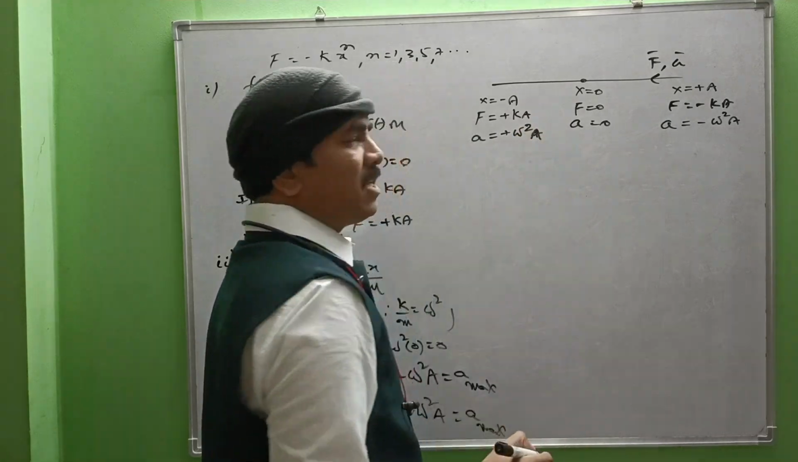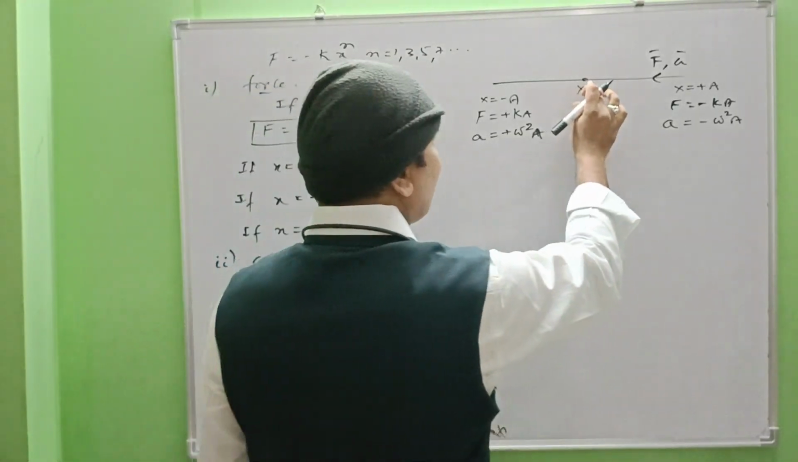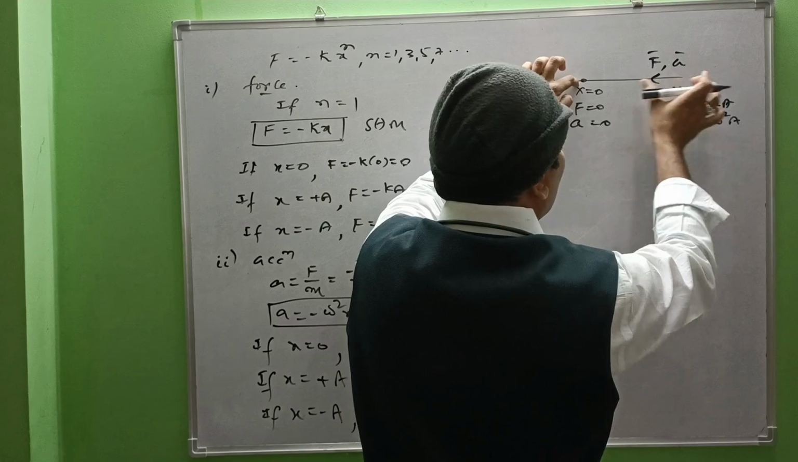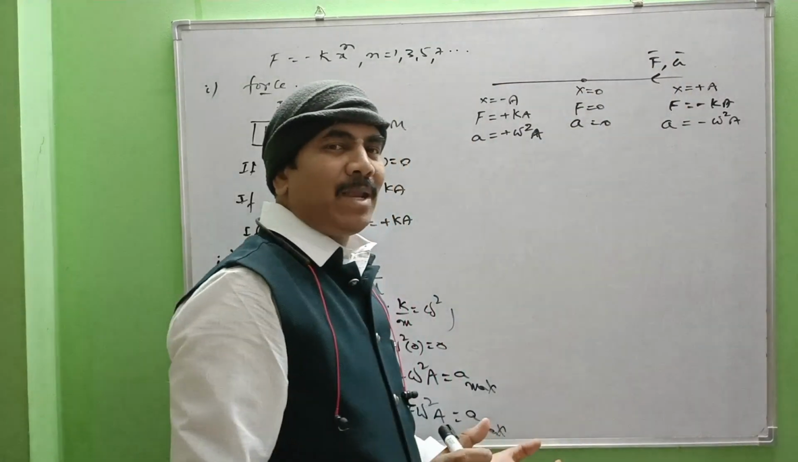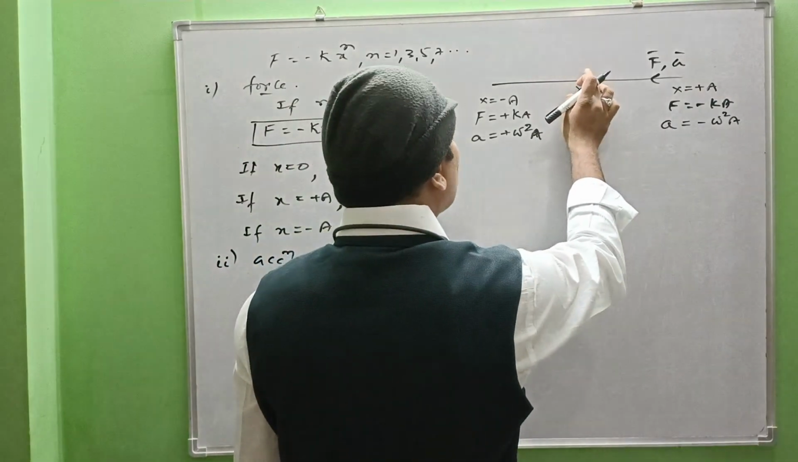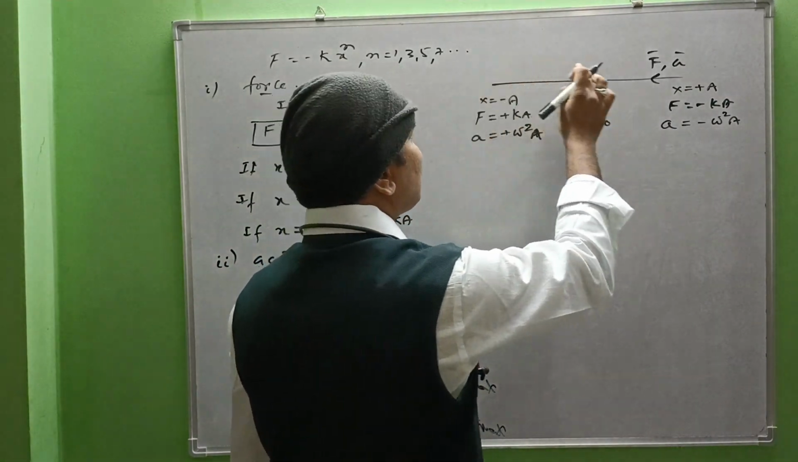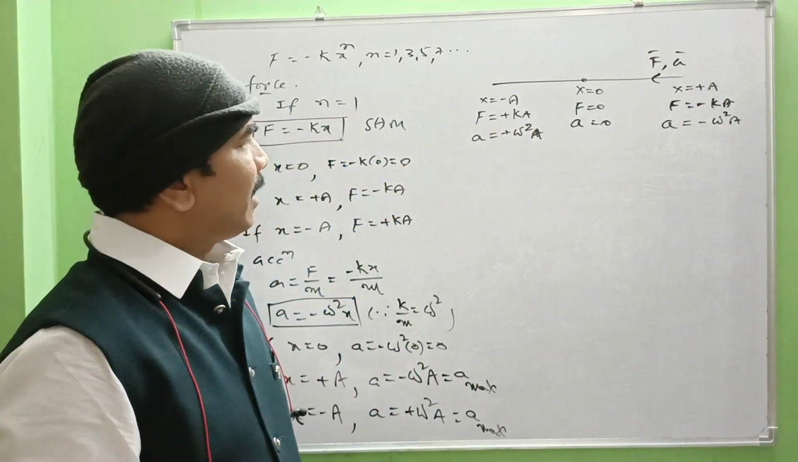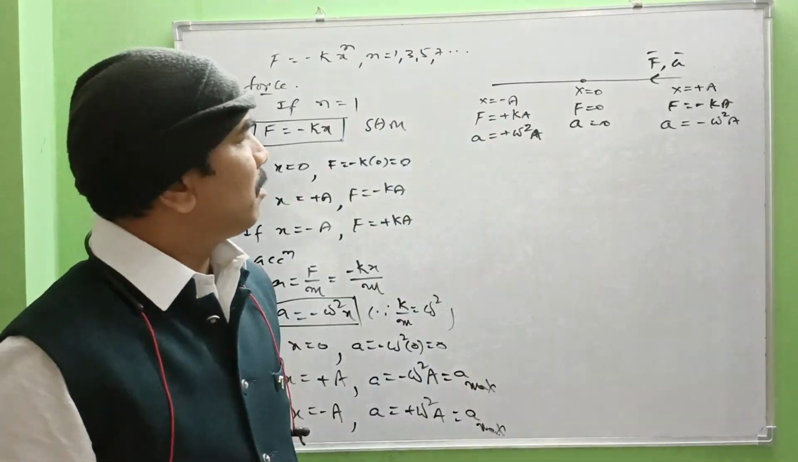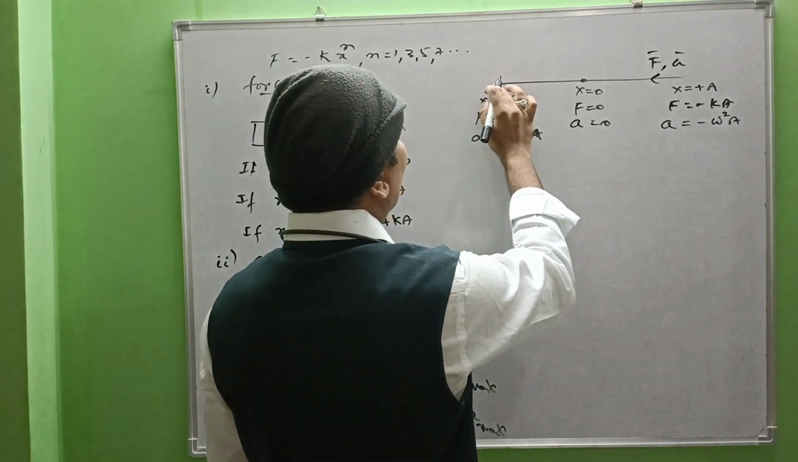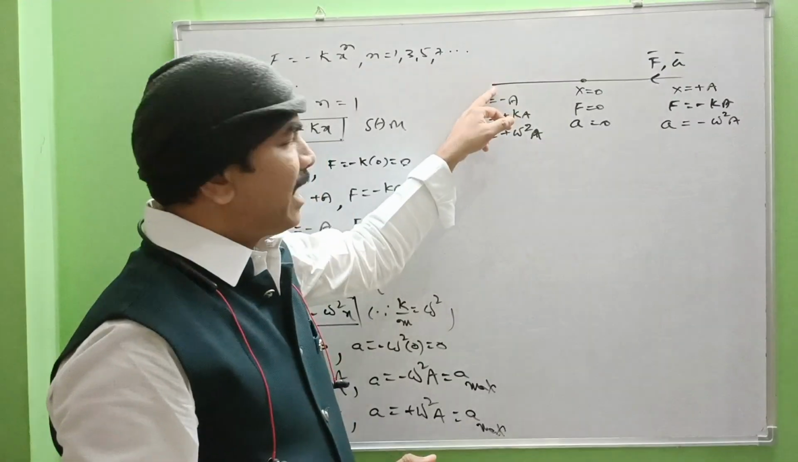A means what? Amplitude. See, this is what amplitude: from mean position to extreme position, the length of the path becomes amplitude. That is the maximum displacement. Here also, from mean position to negative extreme position, otherwise from mean position to positive extreme position, the path is equivalent to amplitude, right? Capital A. So here, what is the direction of force and acceleration when it lies at negative extreme position?